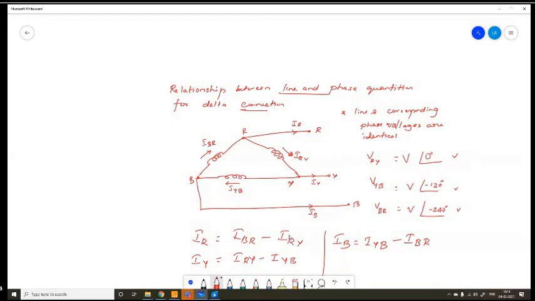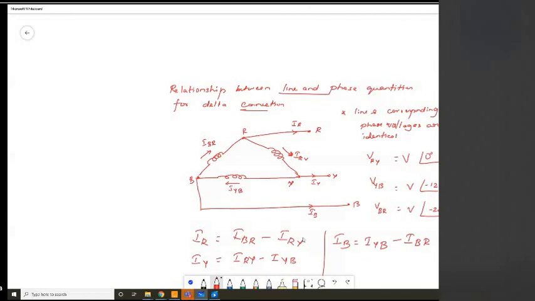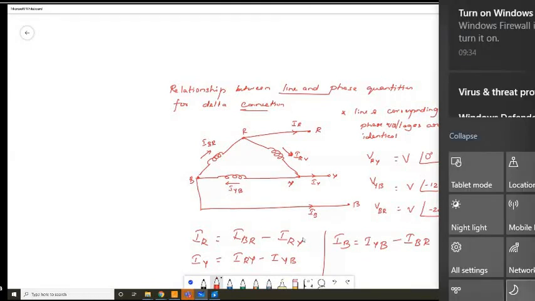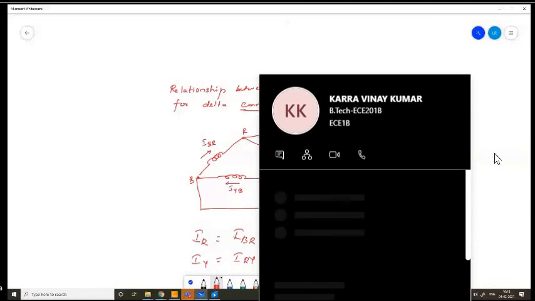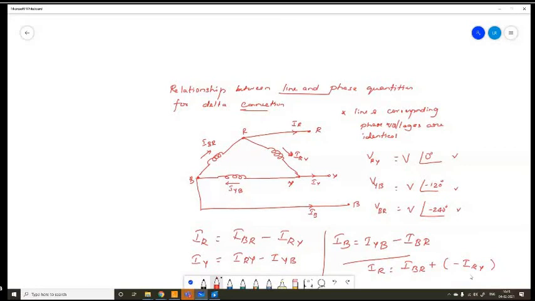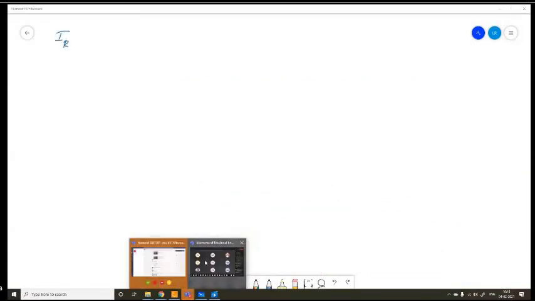Here you must understand that all these are vector quantities, which means that to find IR, I have to draw the vector of IBR and then minus IRY. So then I have to simply add IBR with minus IRY. IRY is nothing but, if I change the direction of IRY, I will get minus IRY, just as we did in the previous case. So which means that your IR will be IBR plus minus IRY.